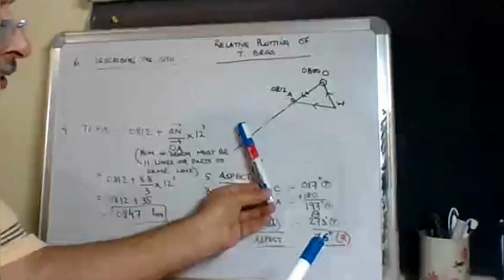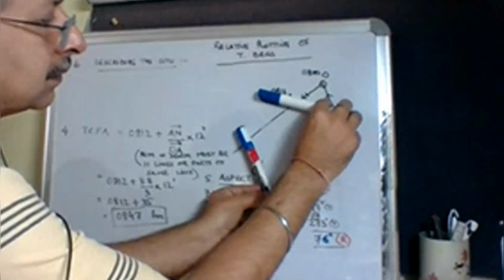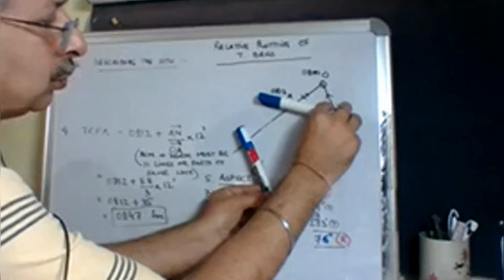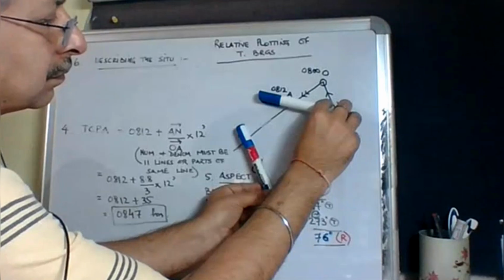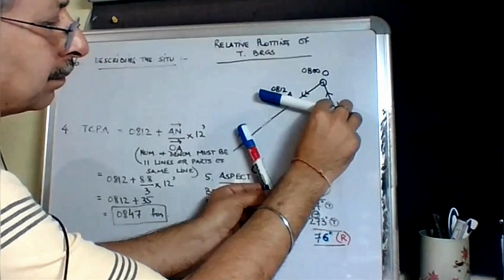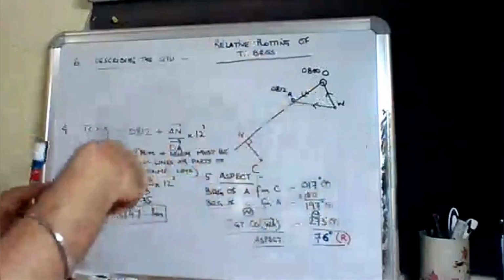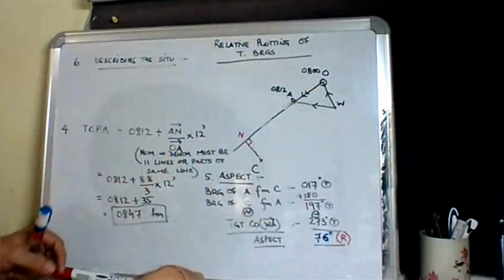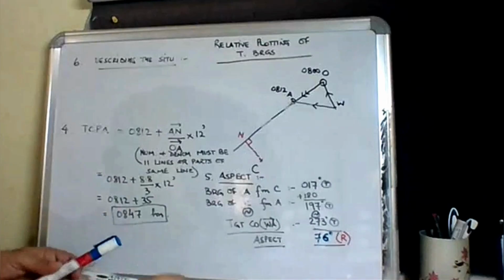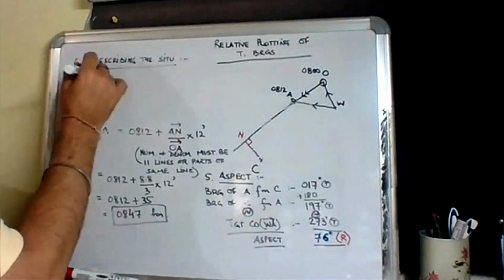What is the situation? Basically, I am heading 340 at Charlie. Target is heading 273. It's a crossing situation. And who's passing ahead of whom? Target is passing ahead.